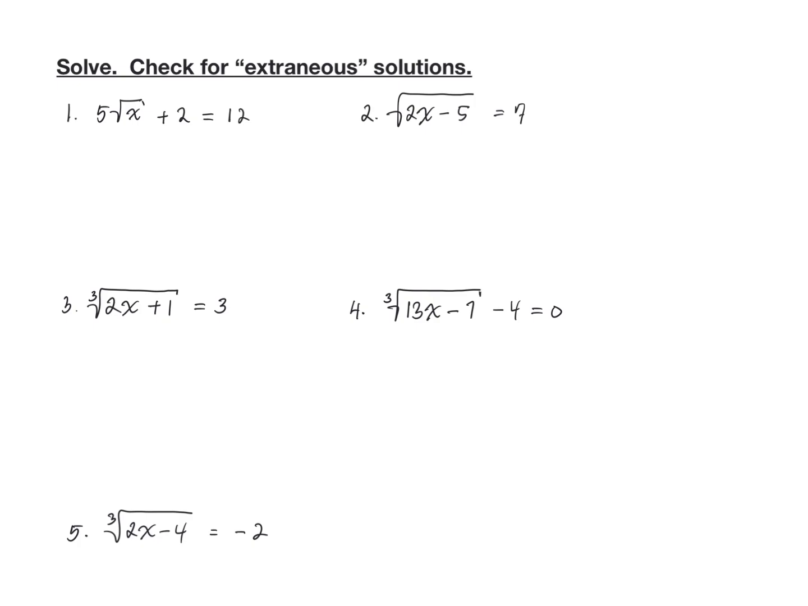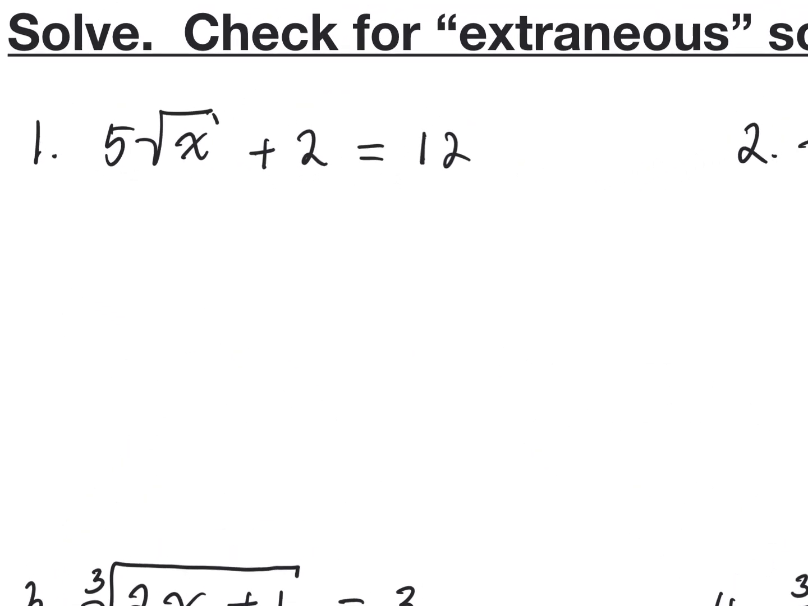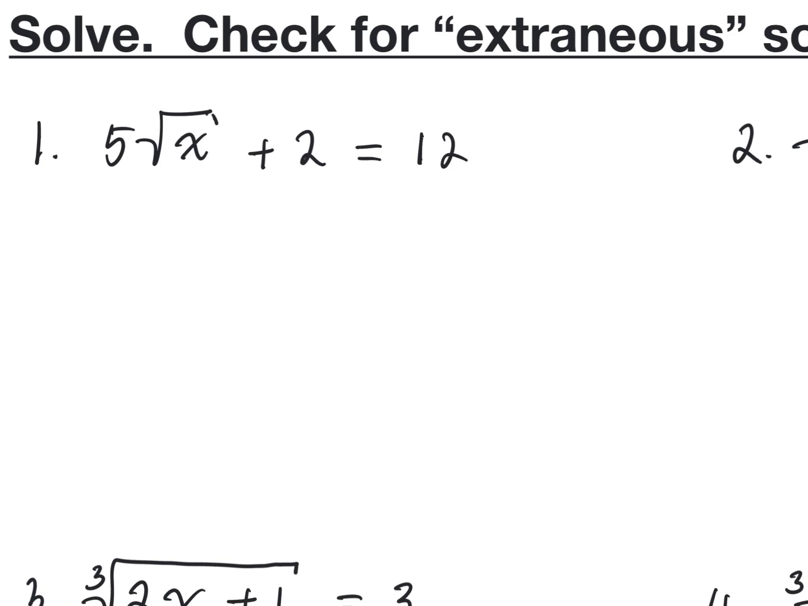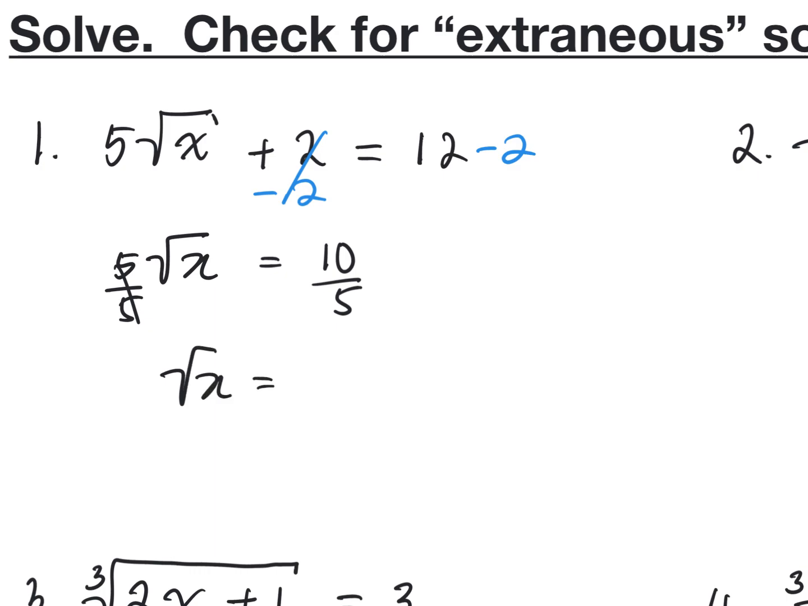Solve. Check for extraneous solutions. So let's see if there are some extraneous solutions in here. Okay, so let's look at number 1. So the very first thing we're going to do here is to subtract 2 on each side. It will be cancelled out. What is left is 5 root x is equal to 10. 12 minus 2 is 10. Then we're going to divide both sides again by 10. That's going to bring us root x only. And then 10 divided by 5 is going to give you 2.